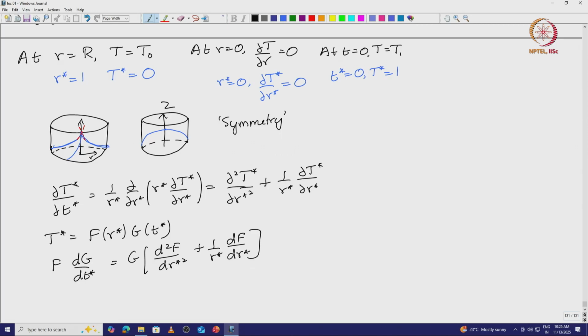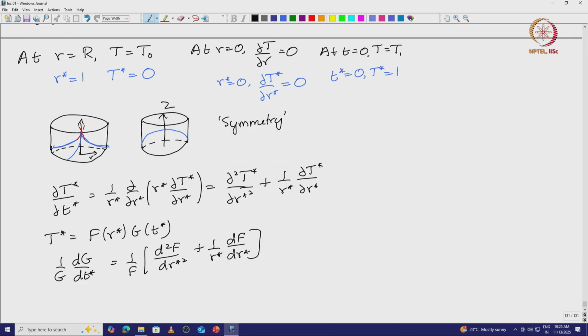Okay. Divide throughout by g times f. And this ends up being the equation. And this has to be equal to a constant. What should be that constant? That constant has to be a negative constant because otherwise g will be exponentially increasing in time. If you want g to be an exponentially decreasing function, then that constant has to be negative.